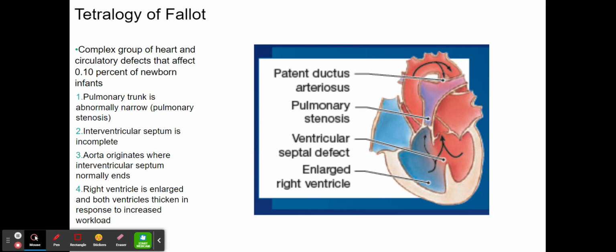The tetralogy of Fallot is a complex group of heart and circulatory defects that affect about 0.1% of newborn infants. In this condition, 1. The pulmonary trunk is abnormally narrow, which is pulmonary stenosis. 2. The interventricular septum is incomplete. 3. The aorta originates where the interventricular septum normally ends. And 4. The right ventricle is enlarged, and both ventricles thicken in response to the increased workload.